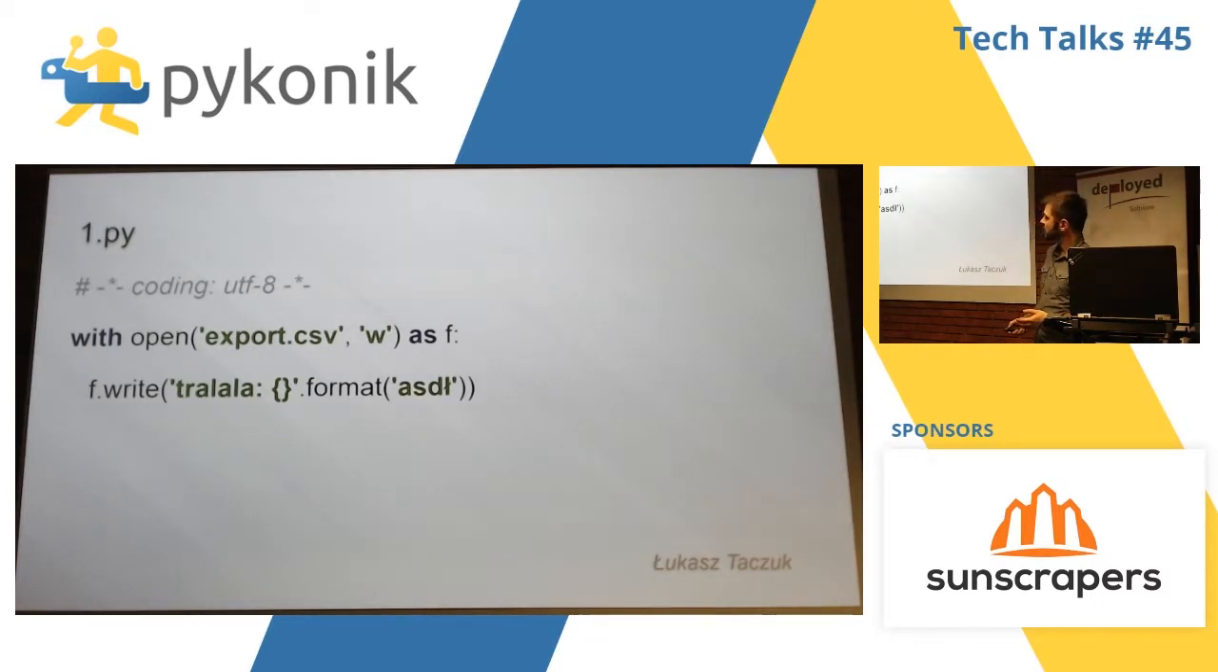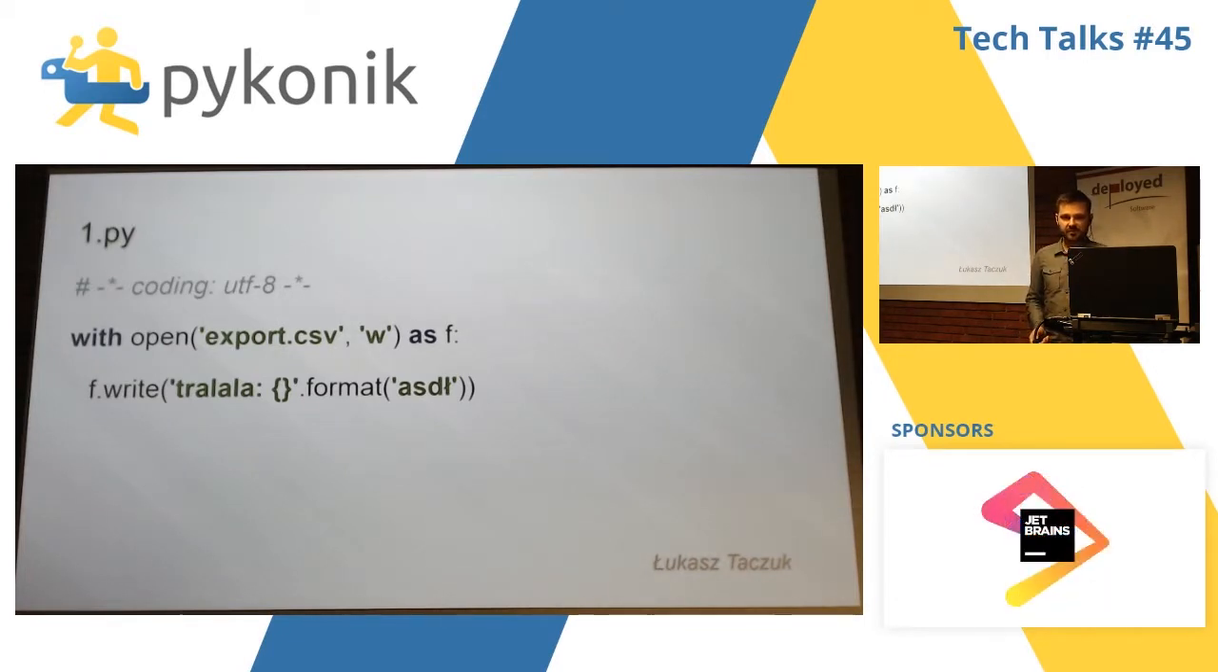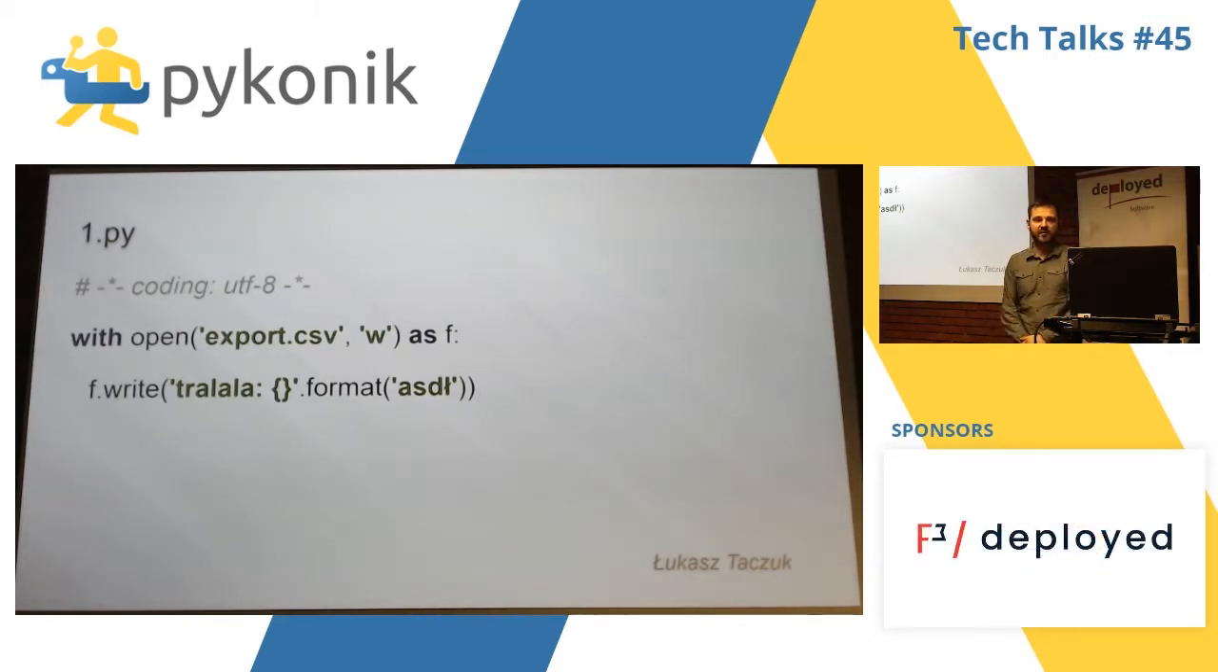So now, what we have here first is coding UTF-8. If you don't know, this simply tells the interpreter that everything below is encoded with UTF-8. So right now, what we are trying to do is open the export CSV file as a writable file, and we write tralala with ASD-EW. So now, what do you think will happen?